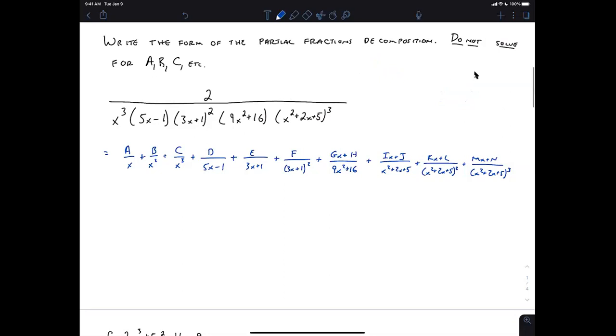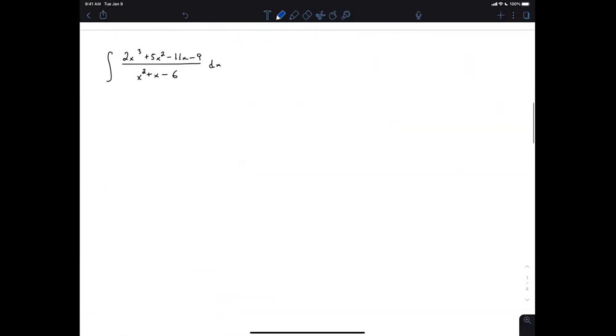Okay, so then we're going to look at the next problem. We have 2x cubed plus 5x squared minus 11x minus 9 over x squared plus x minus 6, and we're doing the antiderivative of that with respect to x. It looks like a partial fractions problem, but what is different about this one from the other ones?